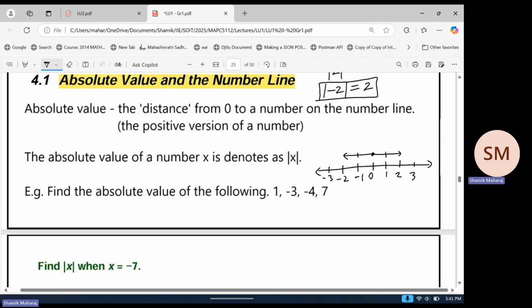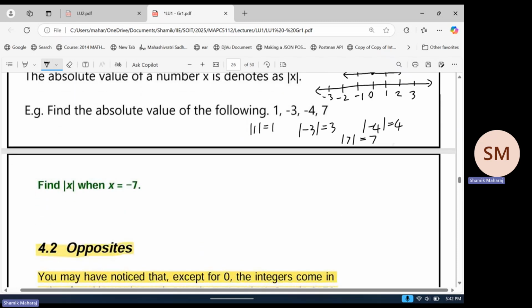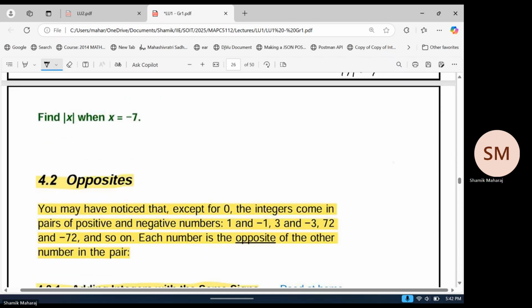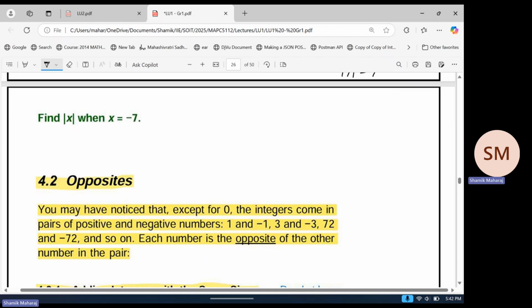Okay, and a few examples at the bottom here. Find the absolute value of the following. 1, we know would just be 1. Negative 3 is just 3. Negative 4 is just 4. And 7 is just 7. Okay, straightforward. And this example here is similar. It's just a substitution problem. So absolute value of x when x is equal to negative 7 will just be absolute value of negative 7, which is just 7. Okay.